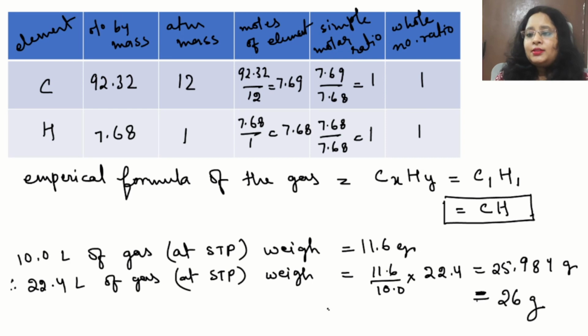And that is the molar mass of the gas. Because as the definition says, the mass of any gas having 22.4 liters is equal to its molar mass. So here the 22.4 liter of gas weighs 26 grams. So this is the molar mass of the gas.